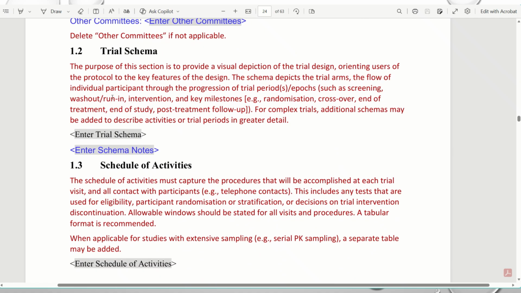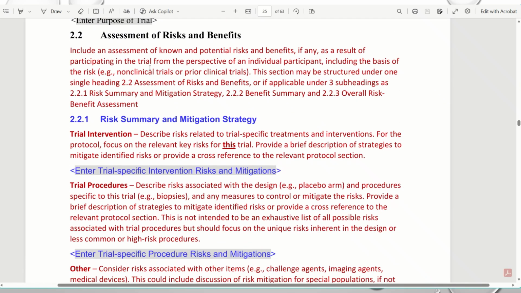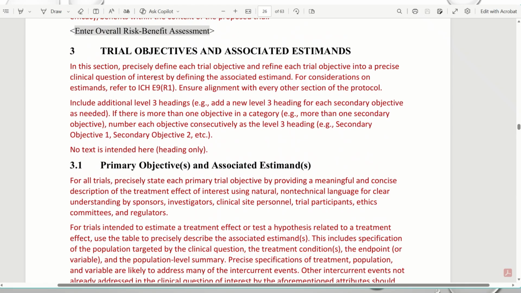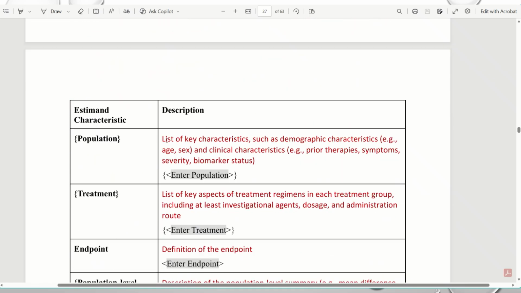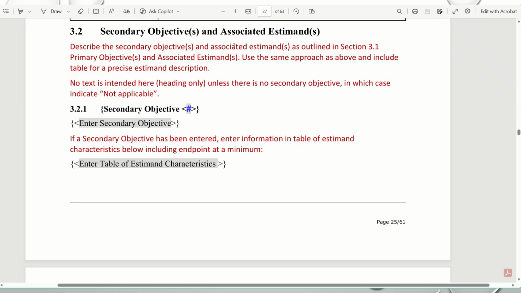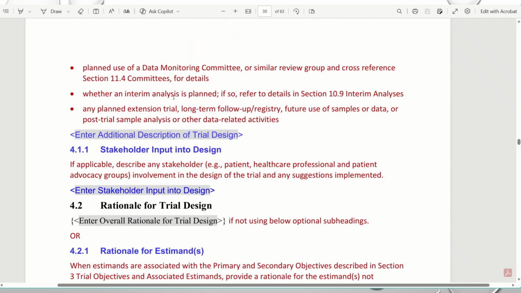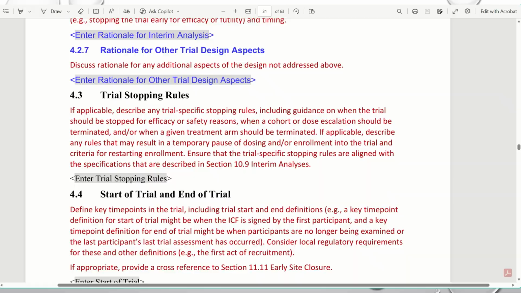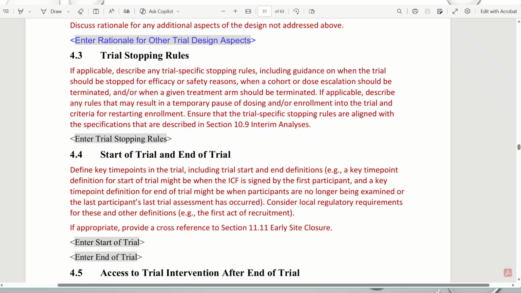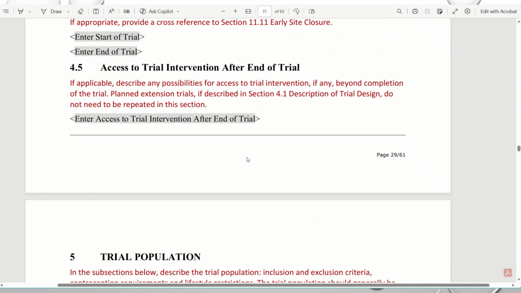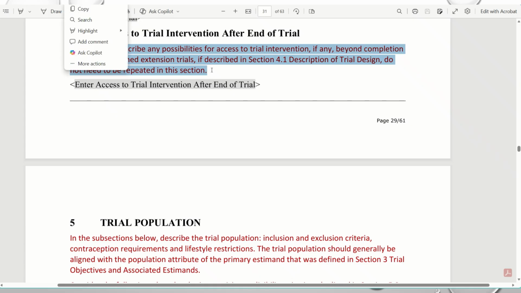The trial schema, schedule of activities, the purpose of the trial, the assessment of risks and benefits, trial objectives and estimands. Yeah, we've talked about that. I think that these are going to be structured data. Secondary objectives and associated estimands, trial design, trial stopping rules. These are important to have in place before we initiate the studies. What to do after the end of the trial. This is a legal requirement to ensure that patients have continued access to medicines.